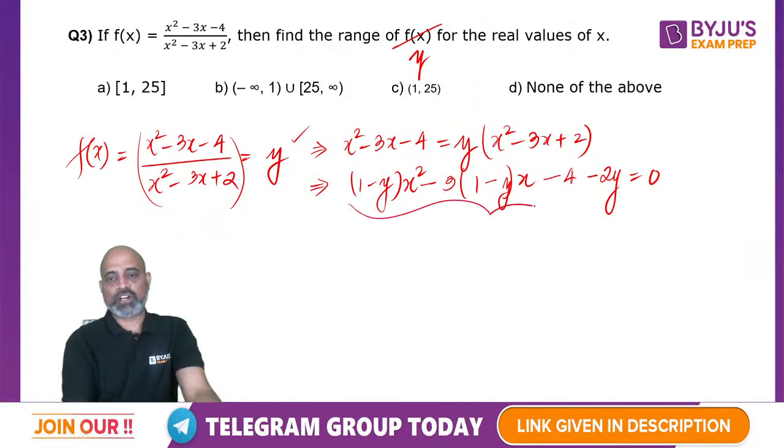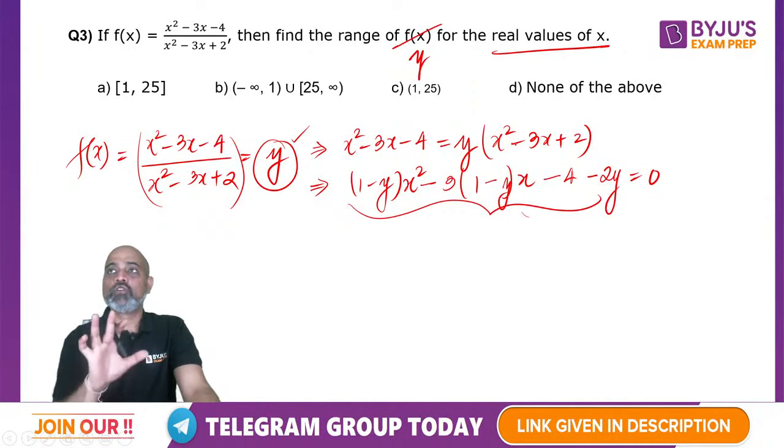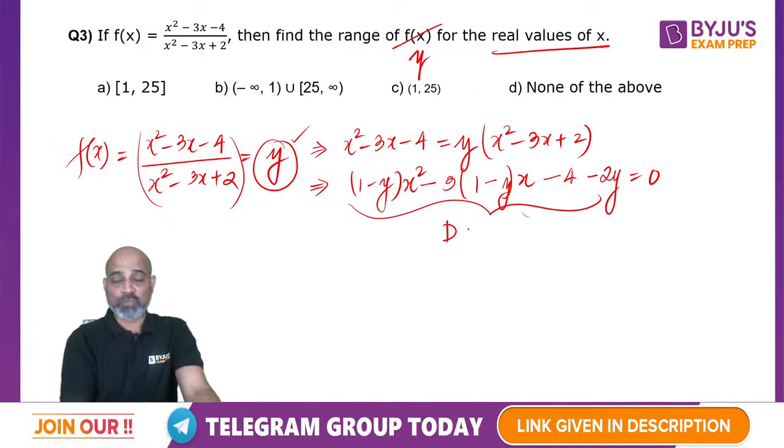Now, this is a quadratic, right? And x should always be a real value. So if x is going to be a real value, when is this going to happen? When its discriminant is going to be positive, negative, non-negative, non-positive? When do you have real values of x that will satisfy it?